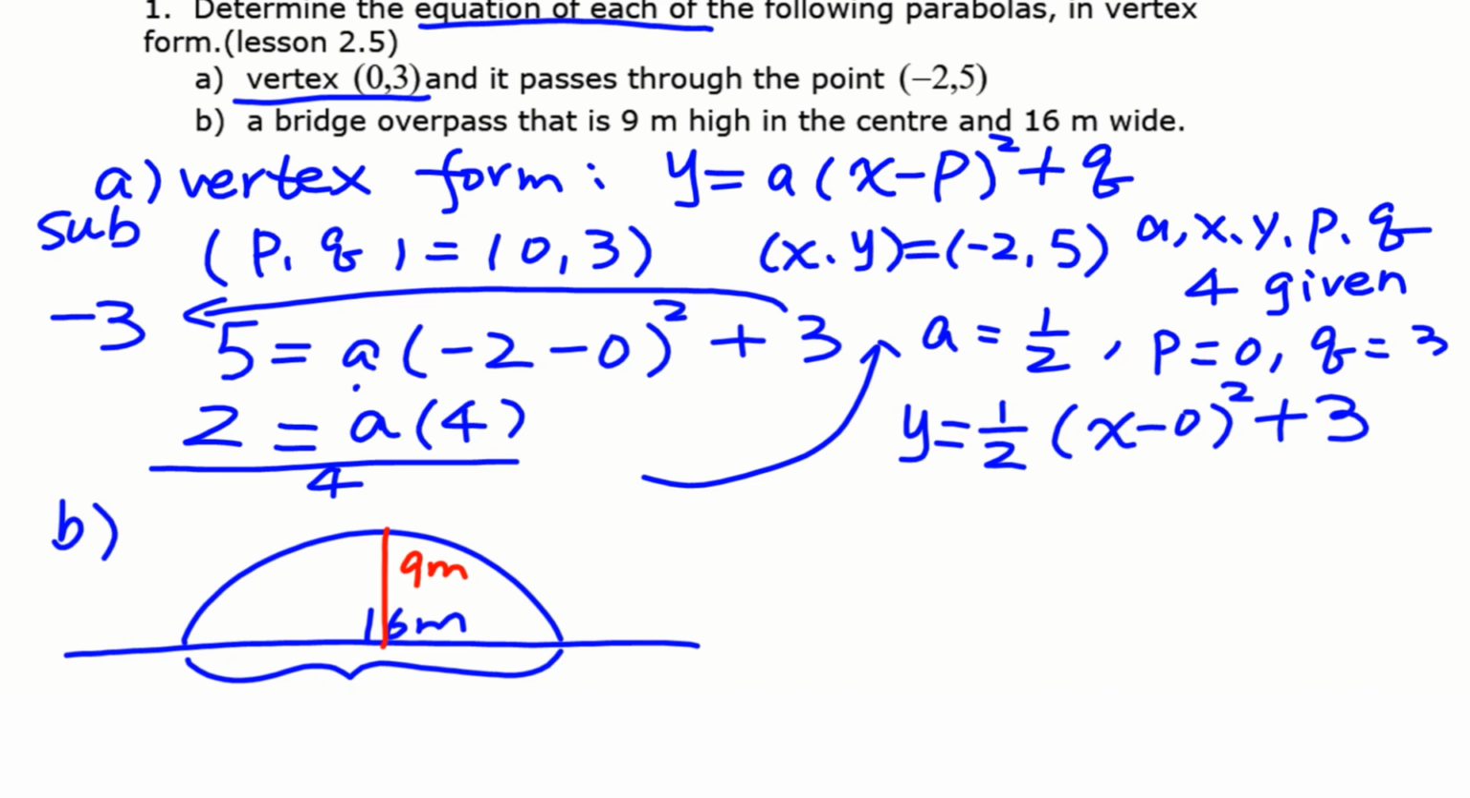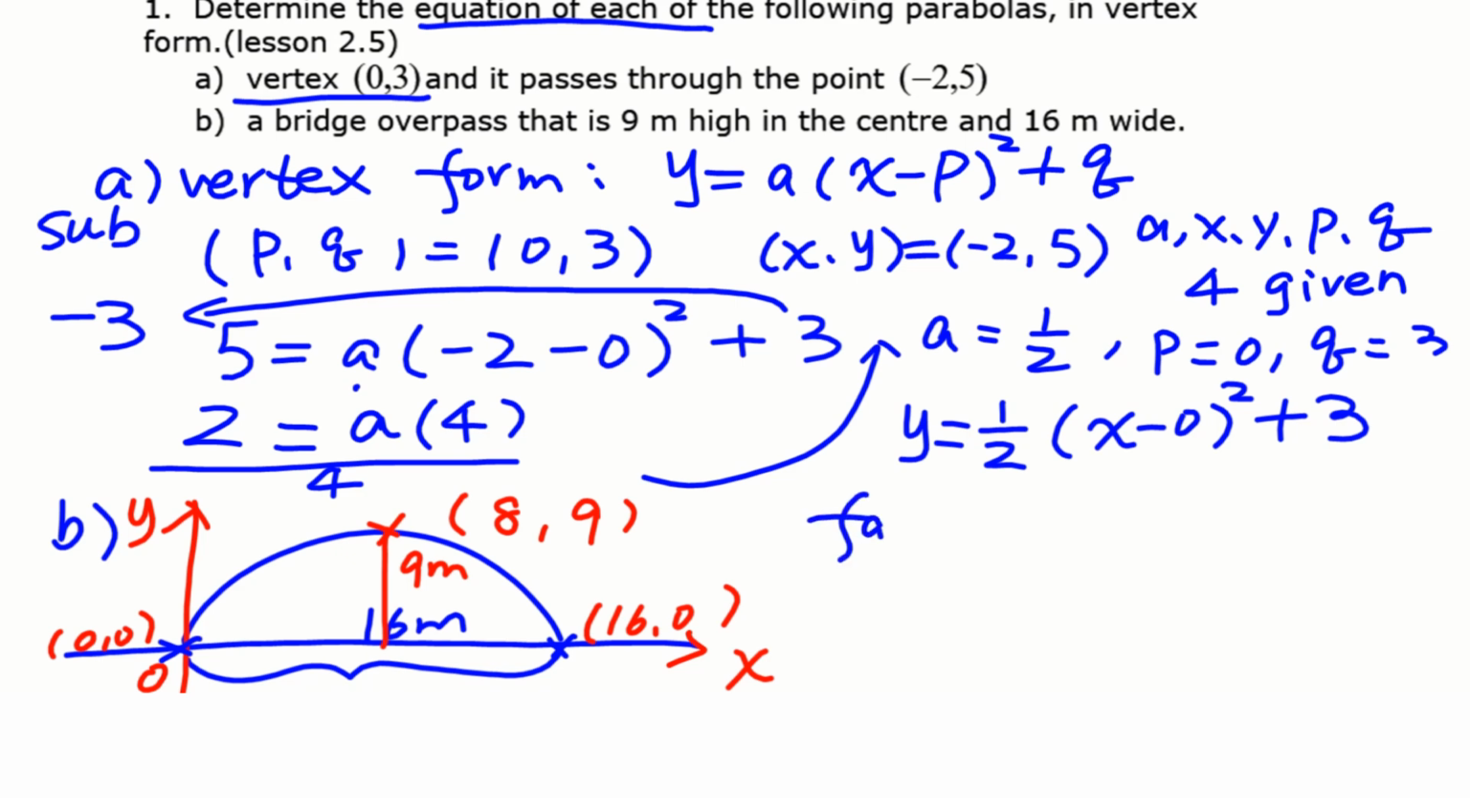From this one, you will be able to set up the x, y coordinate. You also could put the y axis in the middle. It's up to you. If we put it this way, this point is 0, 0 and this point is 16, 0. This point will be the middle, and height is 9. So you have a vertex again, but this time, because we have the 2 zeros, we could try another form, factored form.